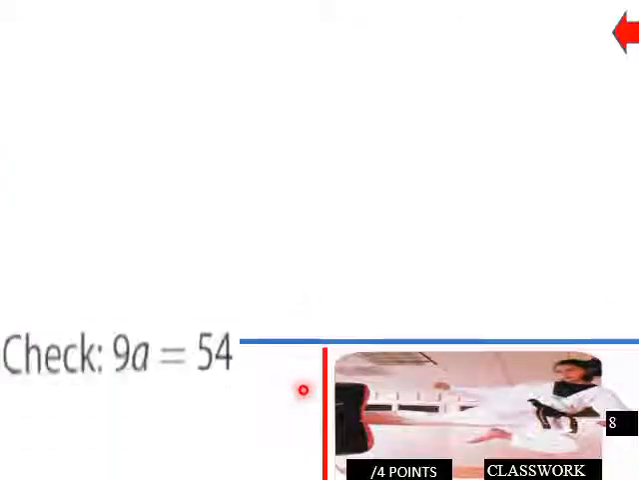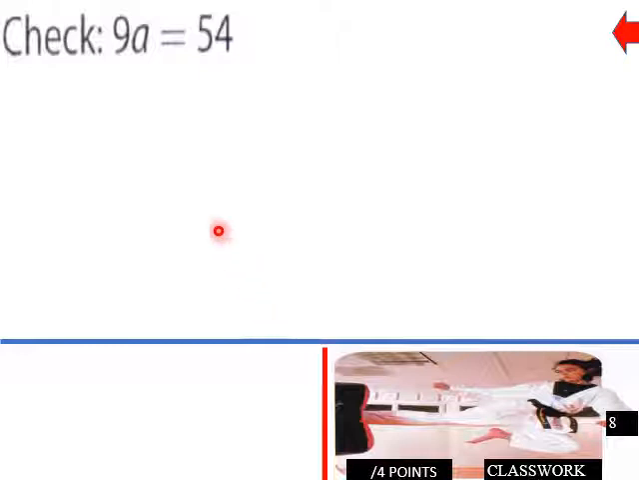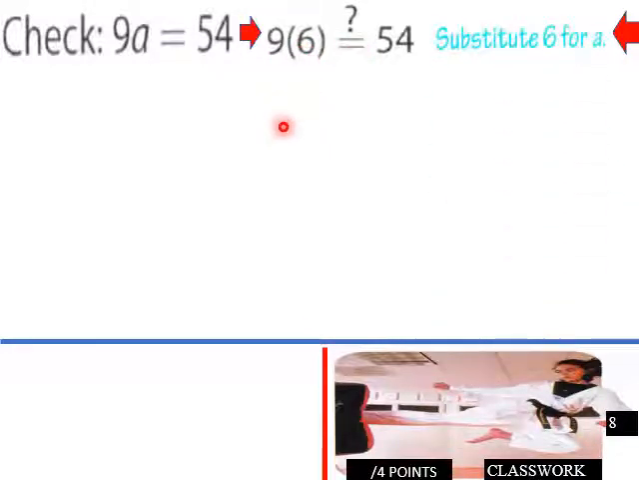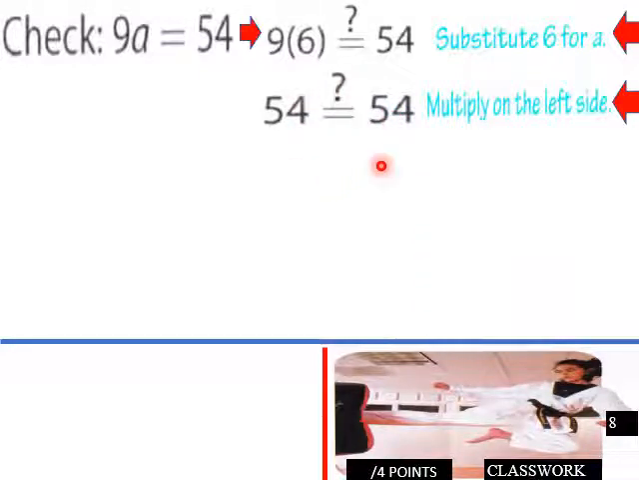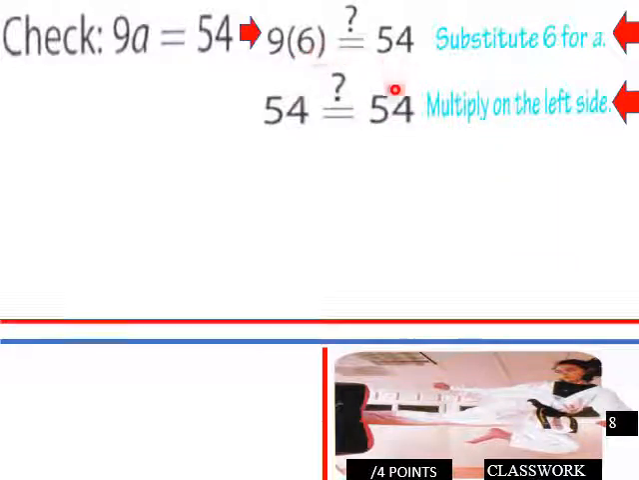Okay, moving on to another section. So check 9a equals 54. How do we check a problem like this? We plug in what we got, right? 9 times 6, does that equal 54? Substitute 6 for a. And what do we get here? We get 54. Does 54 equal 54? It sure enough does. So when you multiply on the left side, we get 54.